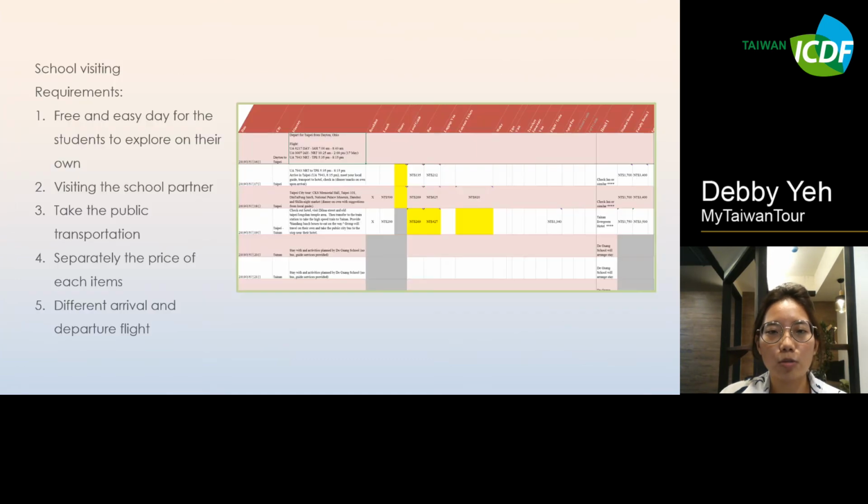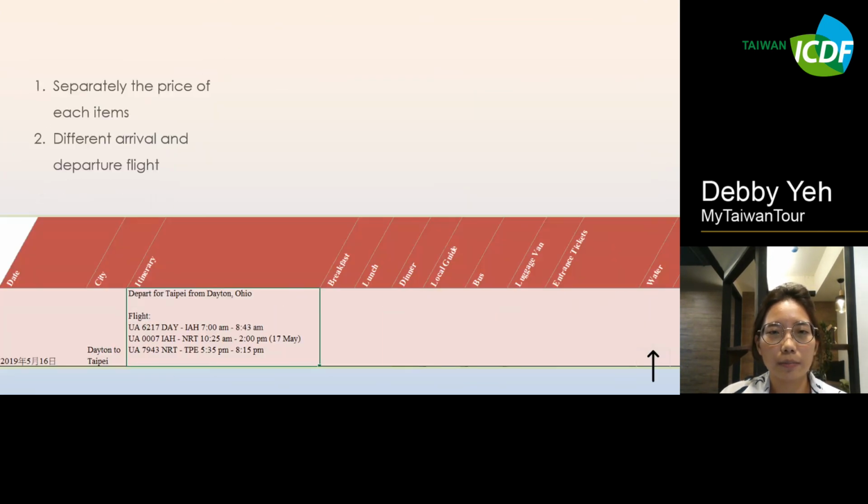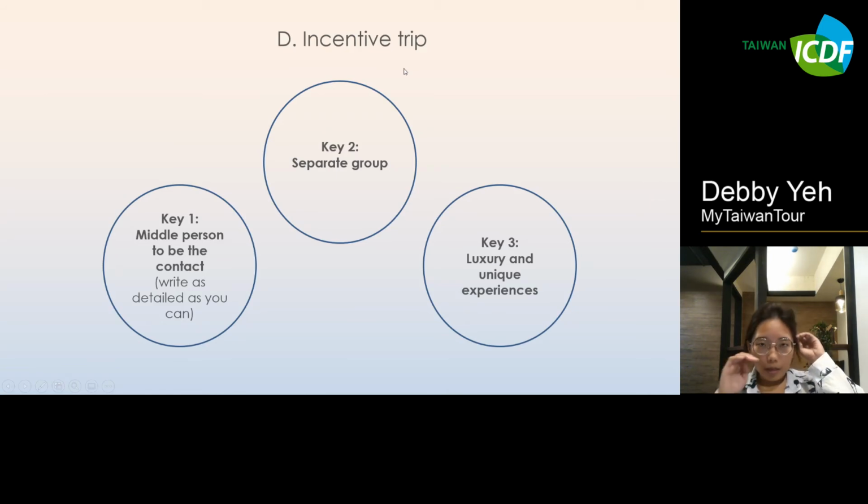And the next one we are talking about will be the incentive trip. The members of the group are sponsored by maybe their company to take the trip to Taiwan. And so the travel consultant might not have any chance to talk to the clients directly. We might only get the information from the middle person. So the imagination of the middle person might be different from the client's thought.